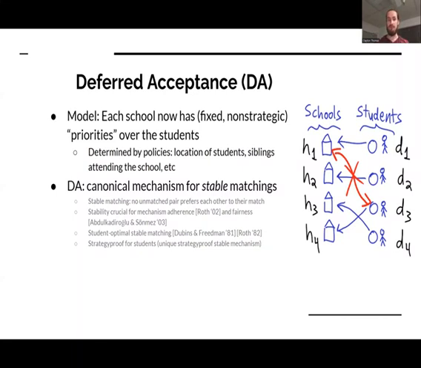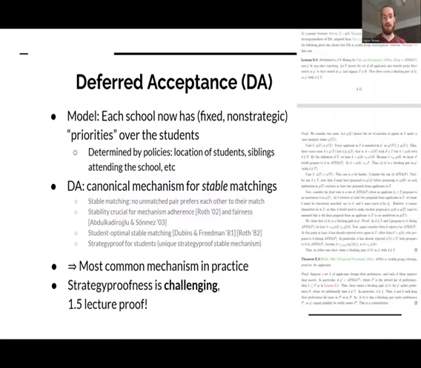DA is a very canonical mechanism. It calculates stable matchings with respect to the preferences and the priorities. There are many reasons people really like it in practice. I'll skip them, but they've led for it to be the most common strategy-proof matching mechanism in practice. Unfortunately, despite these beautiful properties, its strategy proofness can be quite challenging. If you're giving the formal proof to undergrads, it might take you more than a lecture to get through the mathematical proof of strategy proofness of DA.